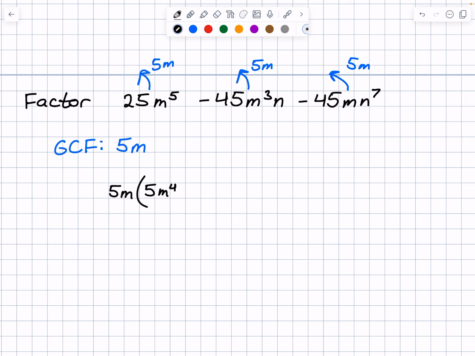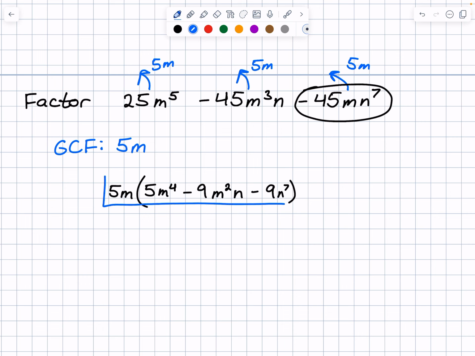I'm going to do the same thing for the next one. Negative 45, I'm going to divide it by 5. That would give me negative 9. And then if I take out an m, well, right now there are 3 m's, so there will be 2 left, and the n will be left. And then same thing over here at the end. It's a negative 45 m to the 7th. Negative 45 divided by 5 is going to be negative 9. And then I'm going to take out that m, so it's gone. And what I have left is n to the 7th. Now we are finished. This is our final answer.